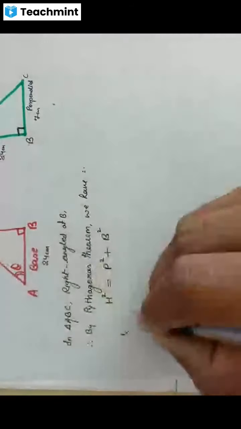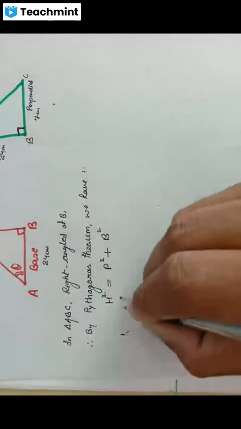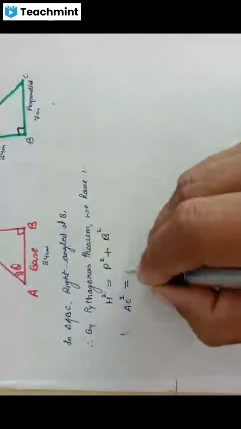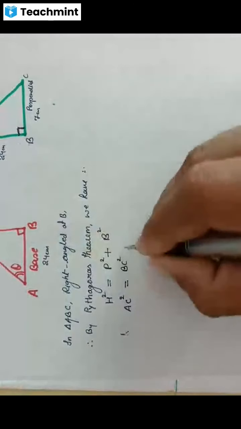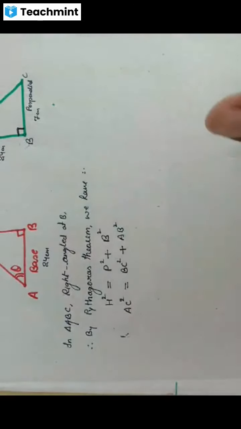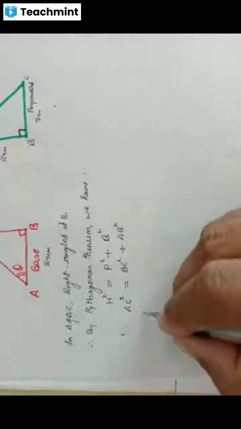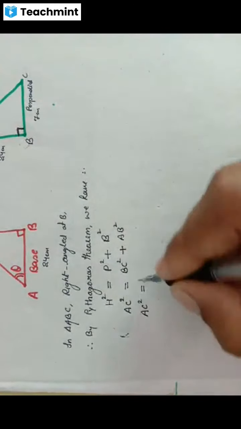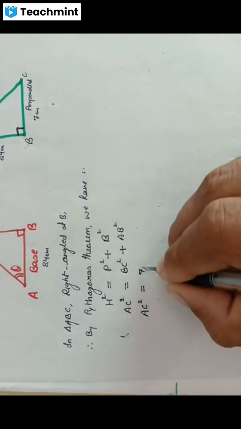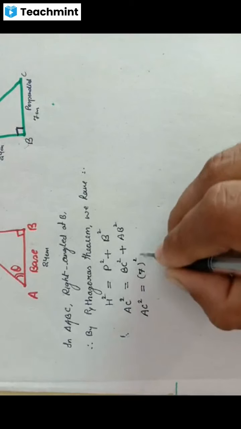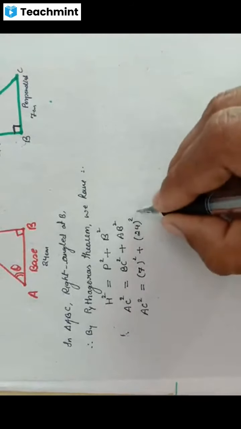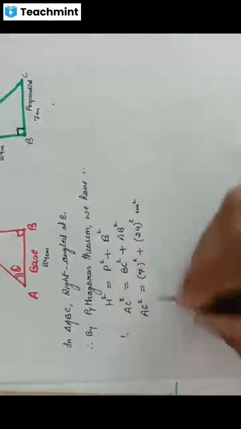So now here your hypotenuse is AC. In both cases the hypotenuse is AC, you can see. Perpendicular is your BC. In both the cases the perpendicular is BC, and AB is the base. In both cases you have AB as the base and AC as the hypotenuse. Your perpendicular is 7 centimeters whole square, then plus your base 24 centimeters whole square. It will obviously be centimeter square.